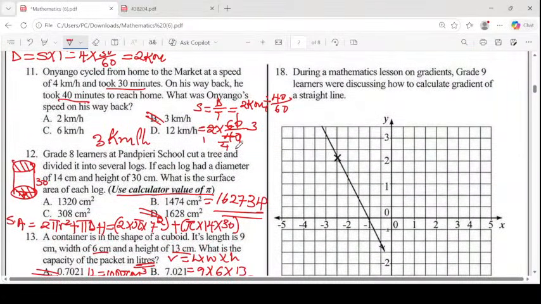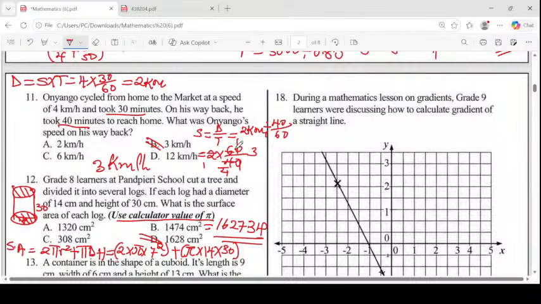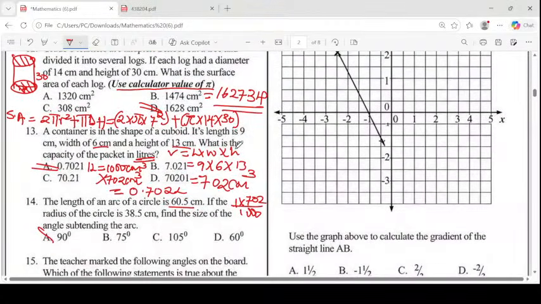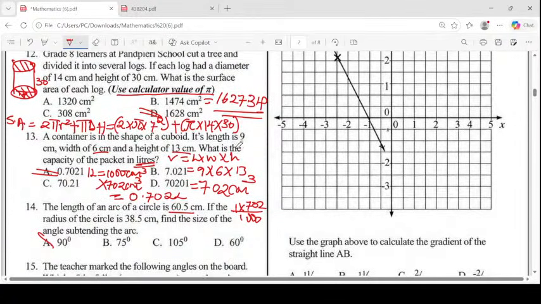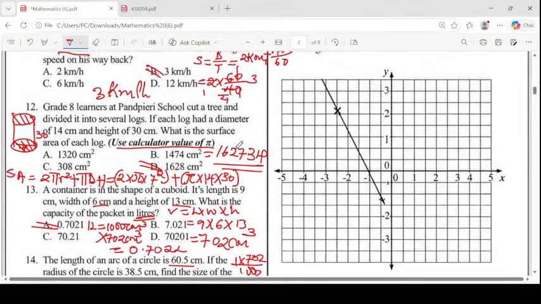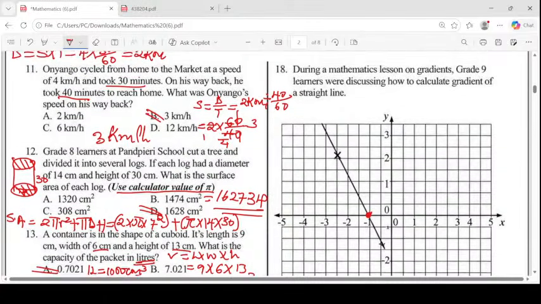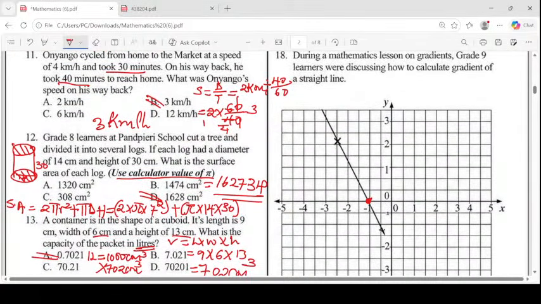During a mathematics lesson on gradients, grade 9 learners were discussing how to calculate the gradient of a straight line. Use the graph above to calculate the gradient of the straight line AB. Let us look at the line AB. Pick any 2 points that pass through line AB. I can pick this point. That point is the point negative 1, 0.